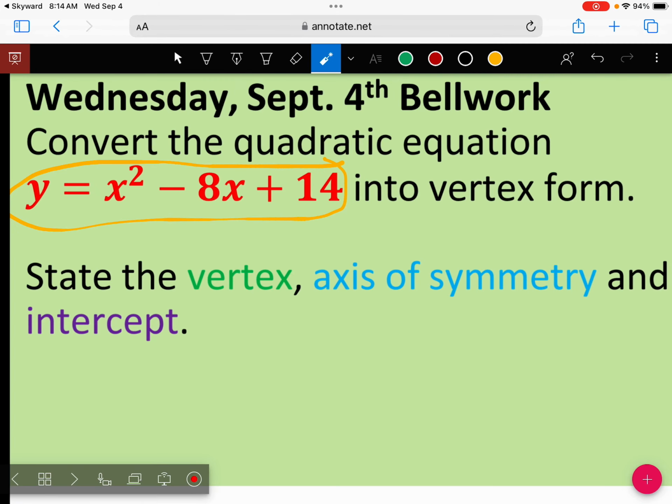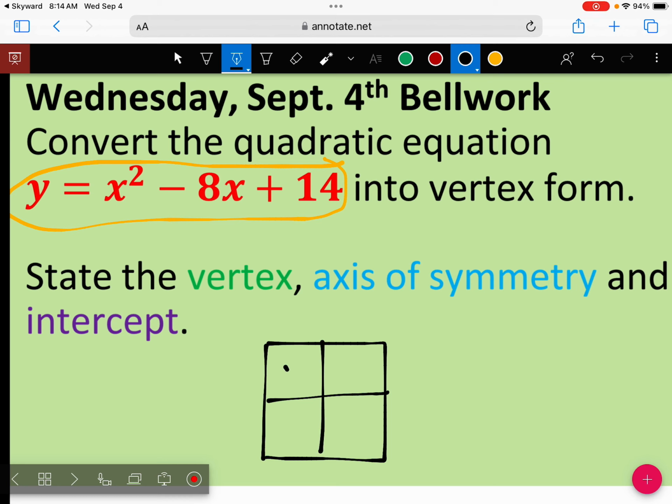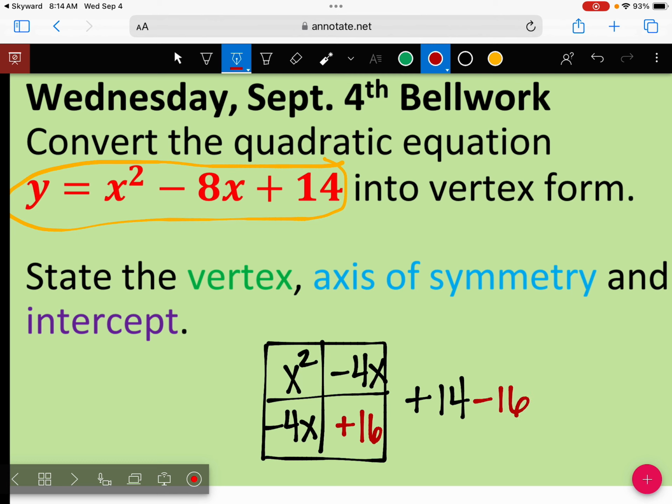All right. So for this first one, to convert it to vertex form, we make our box. X squared goes here. And then we split the -8, which gives us a -4x here and here. C goes on the outside. So what's the number that's going to complete the square? Positive 16. Good job. Whatever I put inside, I have to take it away on the outside.